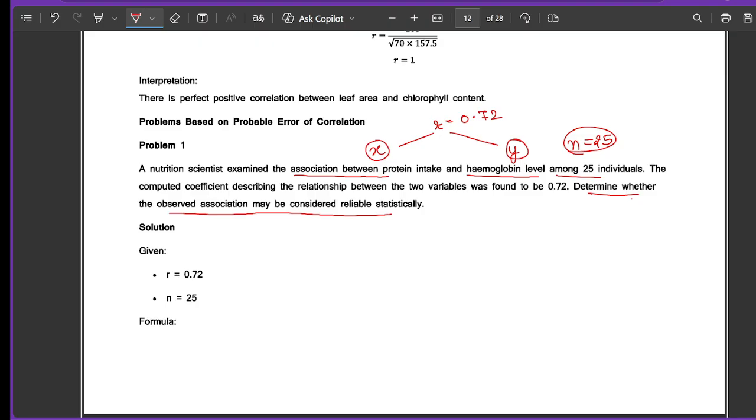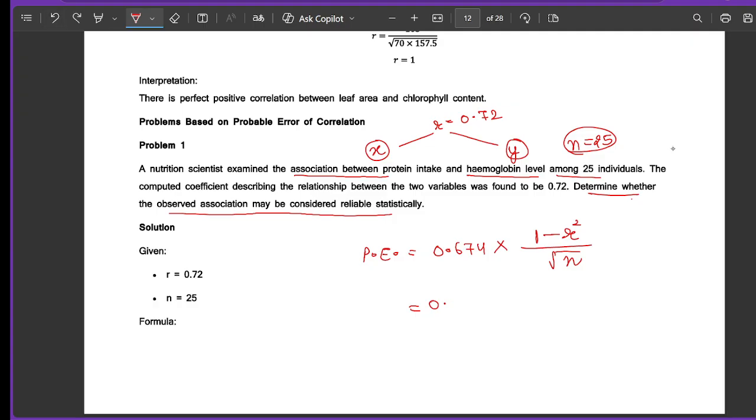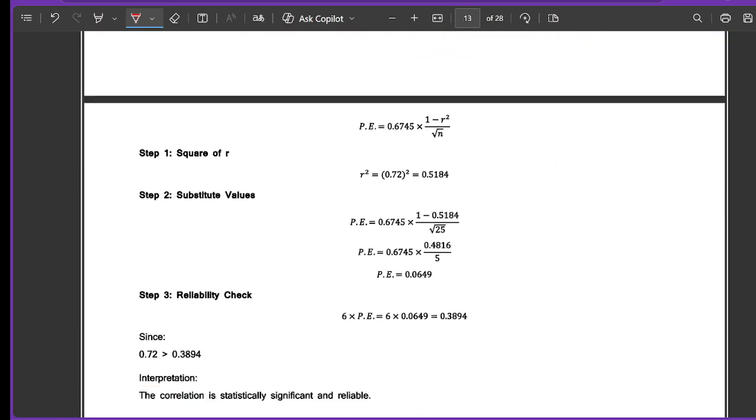Means, is there any correlation or not? So we need to calculate the probable error first. And as I told you, it is 0.674 multiplied by (1 minus r square) upon root of n. Now it is equal to 0.674 multiplied by (1 minus r square), and r is 0.72, n is 25. Now we need to calculate this with the help of a calculator.